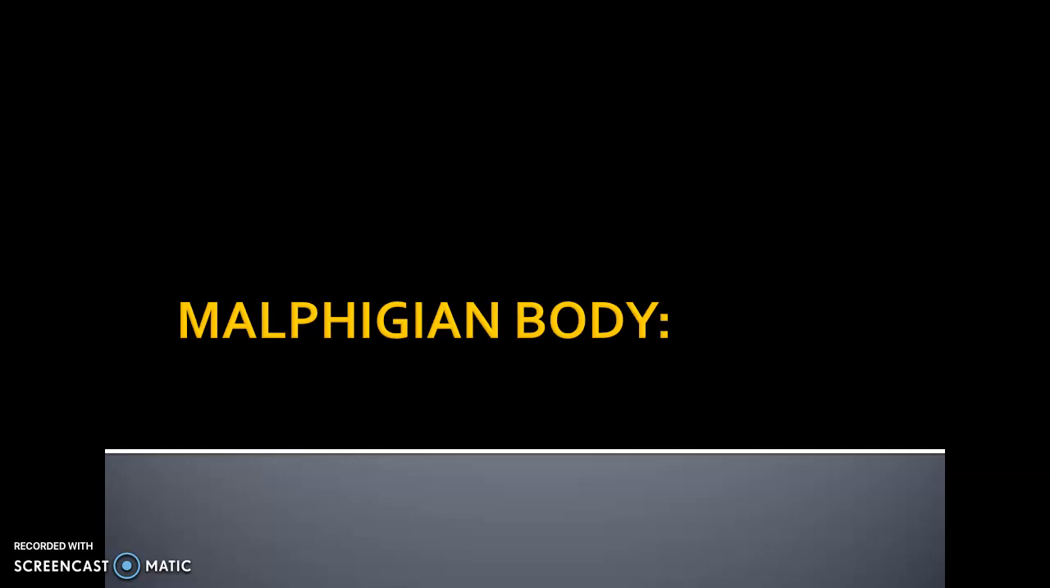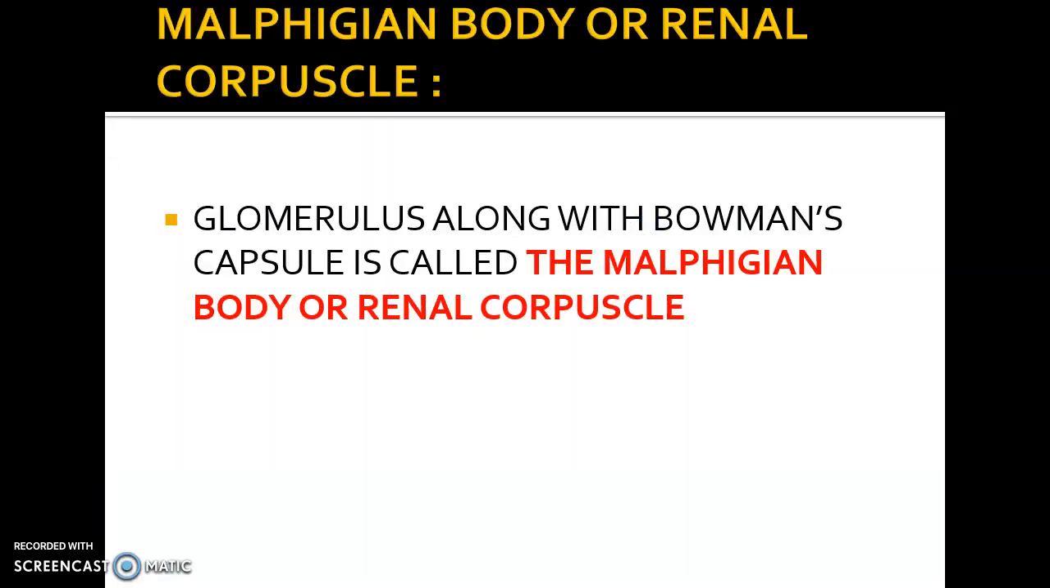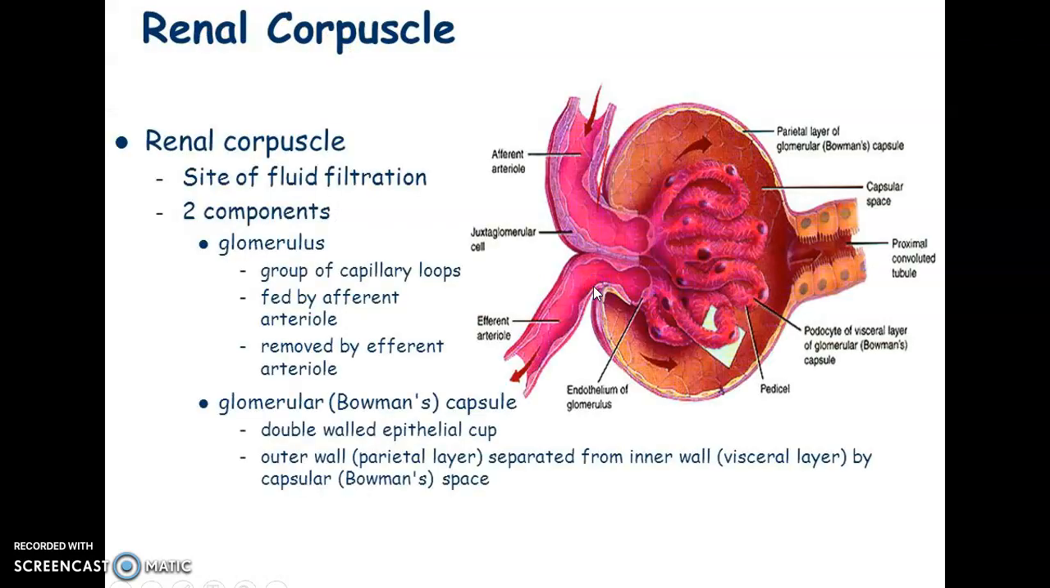Malpighian body is a combination of the glomerulus as well as the Bowman's capsule. So you know that the glomerulus is found within the Bowman's capsule. So these two structures together constitute the Malpighian body, also known as renal corpuscle. And here you can see the renal corpuscle is actually the site of fluid filtration, where exactly the filtration of blood occurs.